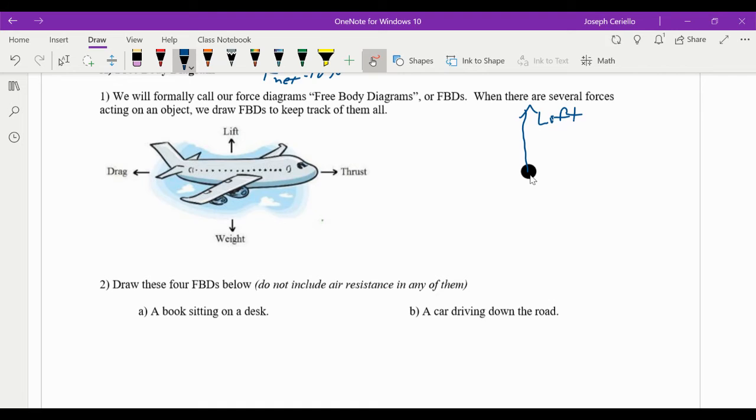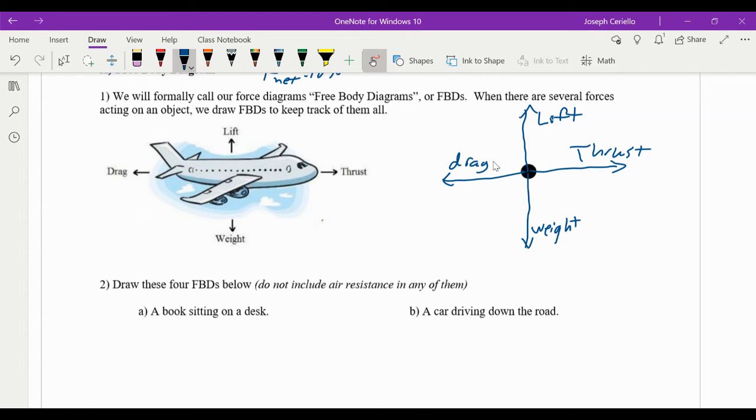That's what keeps the airplane up. We have weight, which pulls everything down. You could also call this the force of gravity. We have thrust, and we have drag. Drag is also like air resistance.